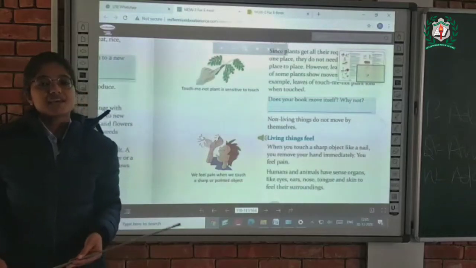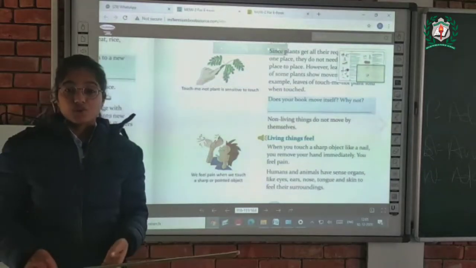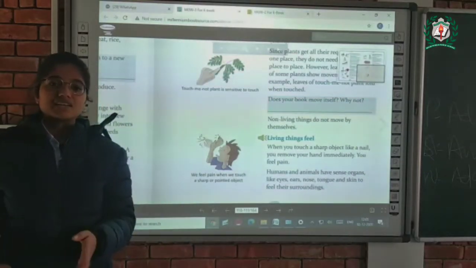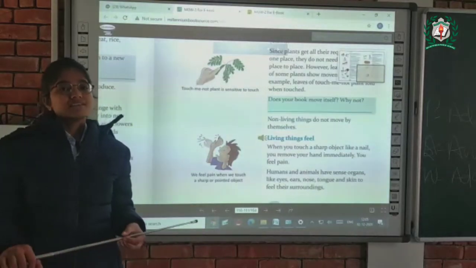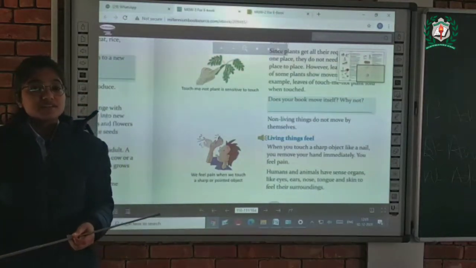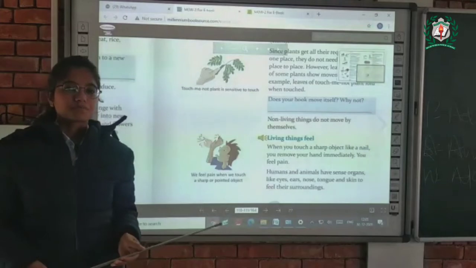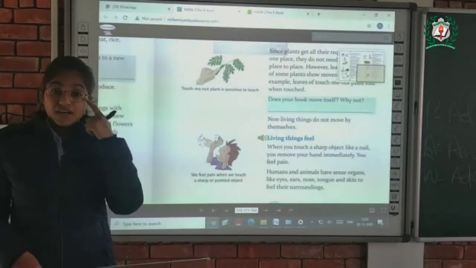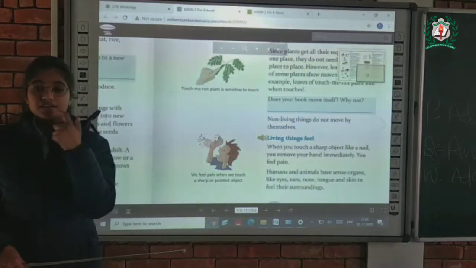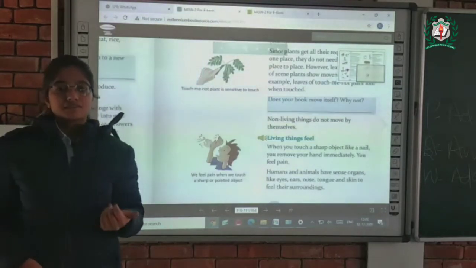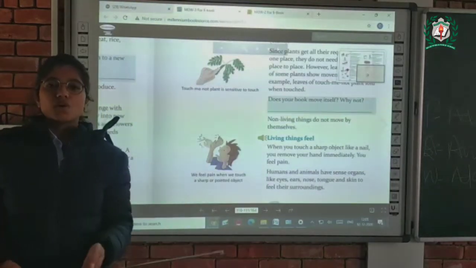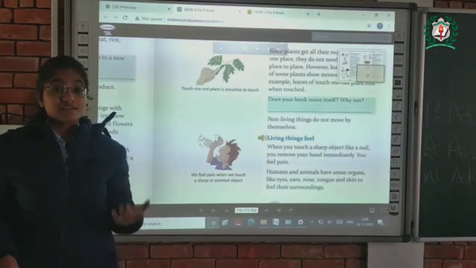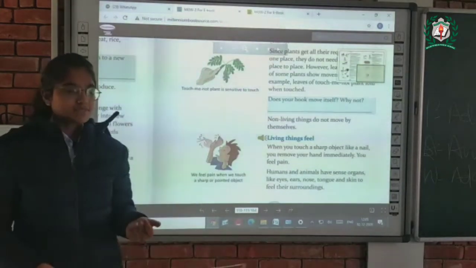Animals and humans have sense organs. You must have studied in your previous classes about the sense organs, right? And what are our sense organs? Yes, we all have 5 sense organs. These are our eyes, nose, tongue, ears and the skin. And all these sense organs help us to feel the things in our surroundings.